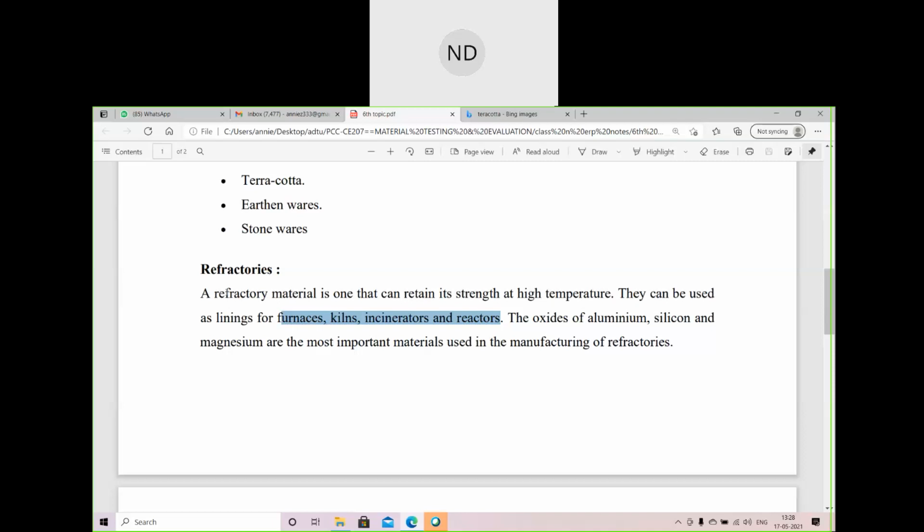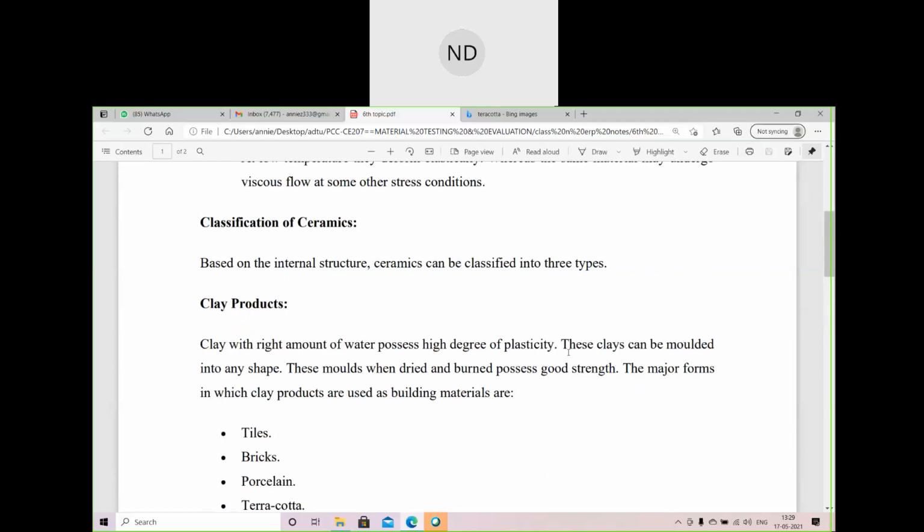But how do you make these refractory materials? They use oxides of aluminium, silicon, and magnesium in manufacturing refractory material. Okay, so this was one type of ceramic.